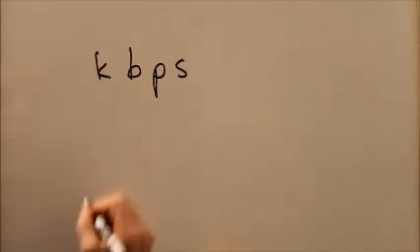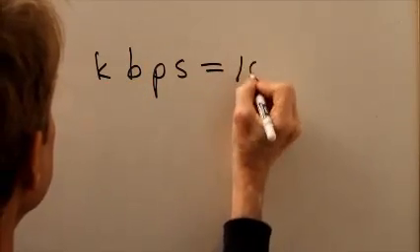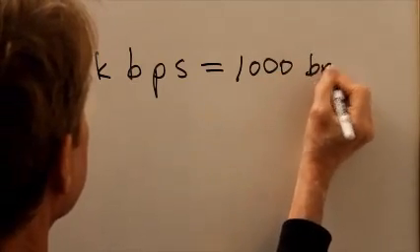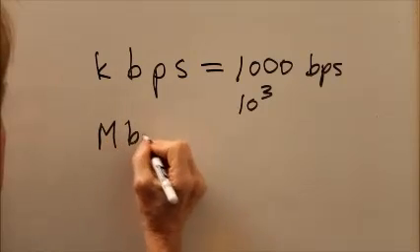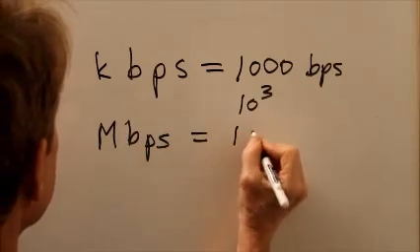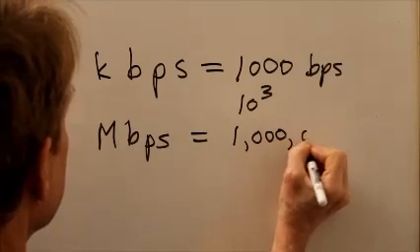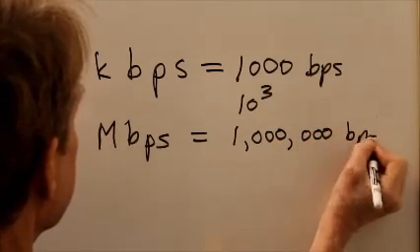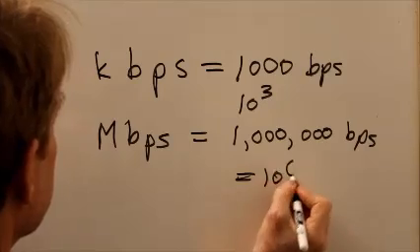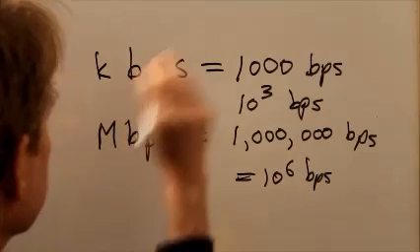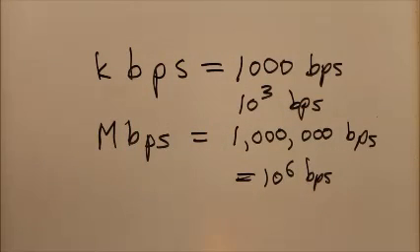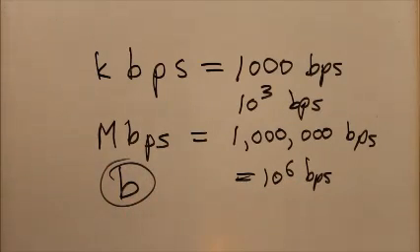1 kilobit per second equals 1,000 bits per second, or 10 to the third. 1 megabit per second equals 1 million bits per second, or 10 to the 6th bits per second. Well, now you can see if they talk about a speed of 1 megabit per second, they're talking about 10 to the 6th bits per second. That is choice B, as in Bravo.